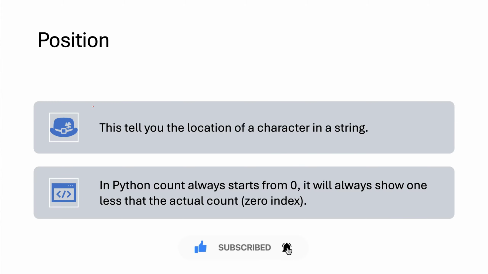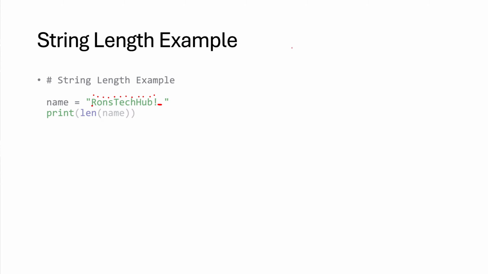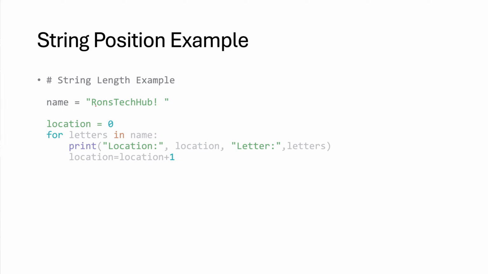Next, we have the position. This will tell you the location of a character in a string. In Python, here we go again, count always starts from 0. It will always show one less than the actual size. So this is called a 0 index. So this is why I mentioned here, even though I think I said 13 before, it's going to only show 12 because the 0 index is R. We still count a 0 index. So this is how you do string position. Again, Python 3, copy it, paste it in, and you will see it working.